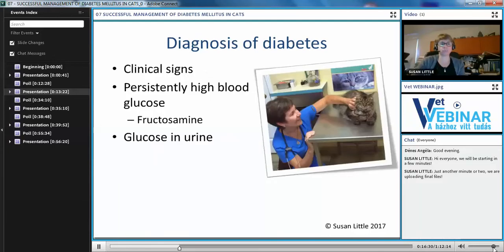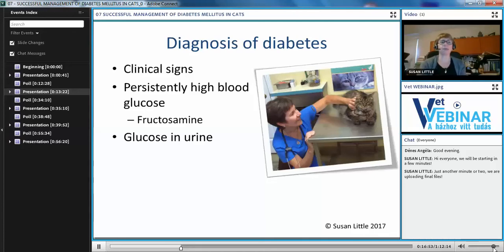So when we're making a diagnosis of diabetes, we do often have already a suspicion based on clinical signs. But of course there are other diseases that have some similar clinical signs, so we have to rule out the other diseases. And we're going to confirm our suspicion of diabetes by finding a persistently high blood glucose.